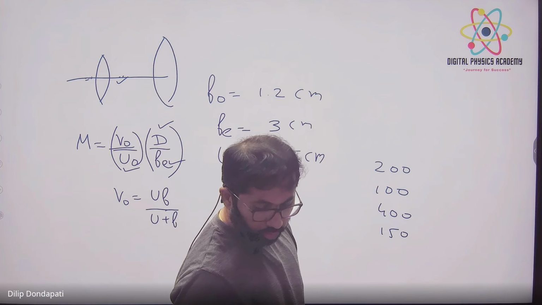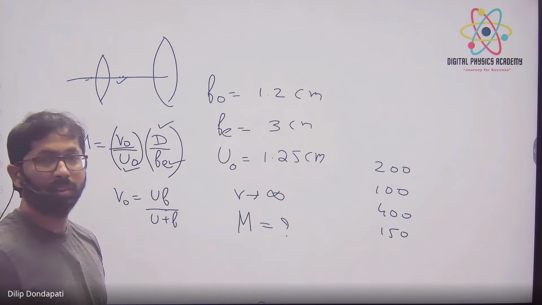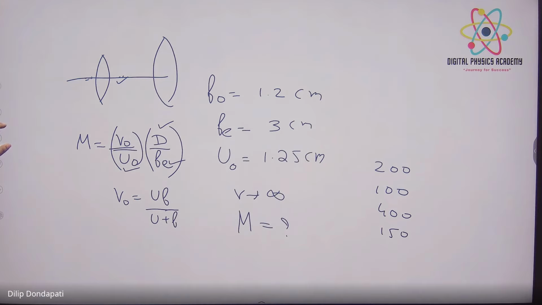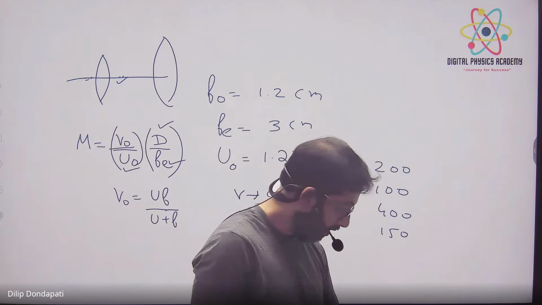200? Yes. Okay, the approximation formula gives an approximate answer, and that will also be there in the options. Okay, next.